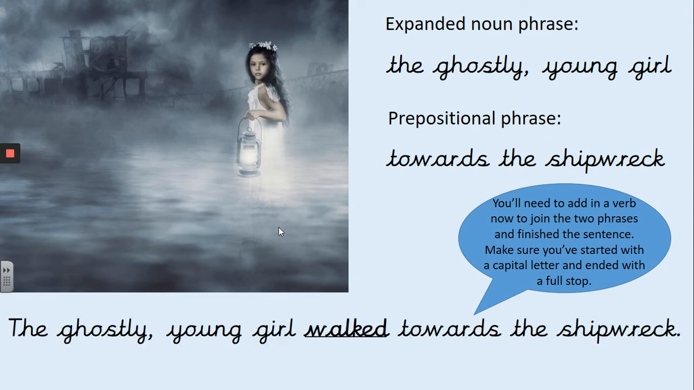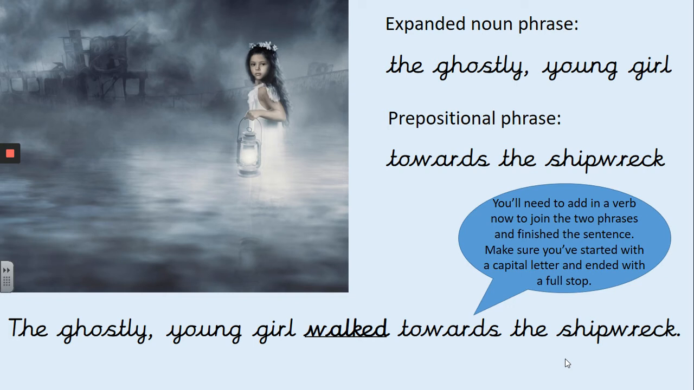So my sentence becomes, the ghostly young girl, so that's my expanded noun phrase, walked, now that's my verb because it's a doing word, towards the shipwreck. And that's my prepositional phrase. So you can see this expanded noun phrase is the exact same as up here. I've just got my capital letter. I've got my verb of walked, and towards the shipwreck, again, is the same as up here. I've just got a full stop on the end now because it's now a full sentence.